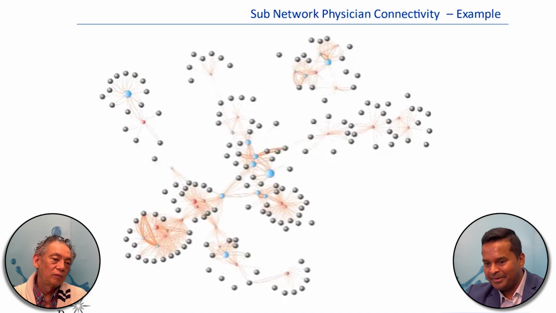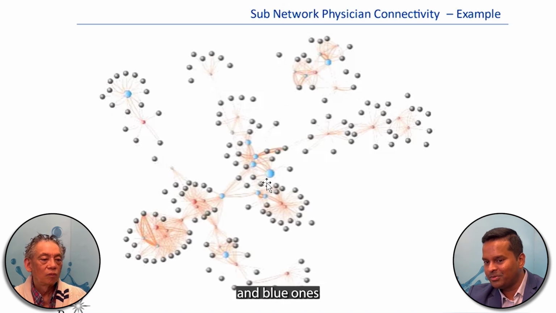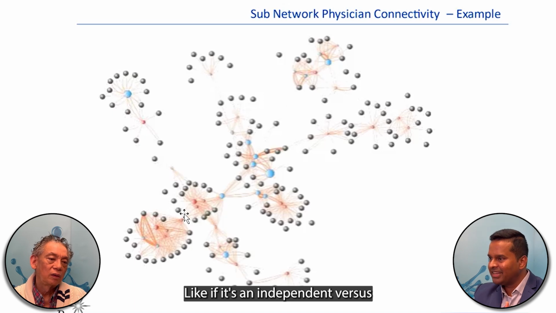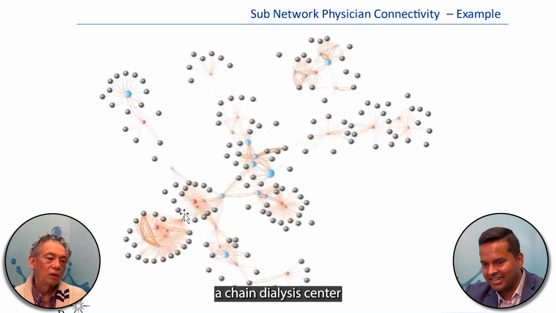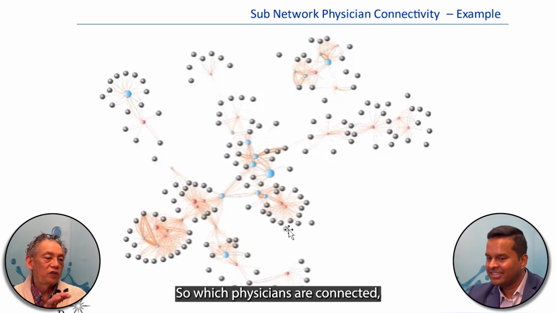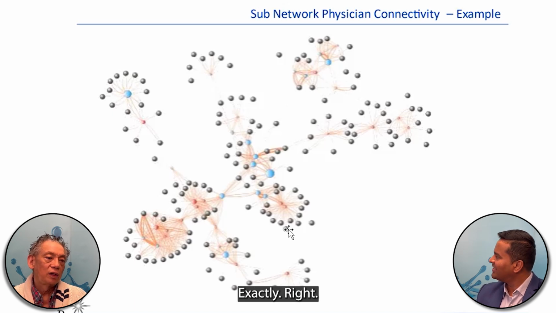And this is how we identify which dialysis centers and physicians are more connected. We have red ones and blue ones to differentiate between different types, like an independent versus a chain dialysis center, and how the physicians have a more close-knit connection. So which physicians send their patients to which dialysis center? Exactly. And this one is very clean.